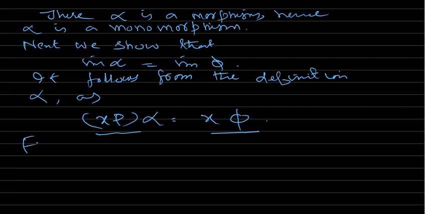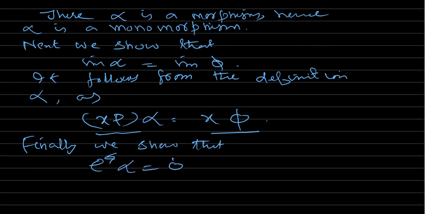Finally we show that the diagram commutes. That is, rho natural followed by alpha is equal to phi.